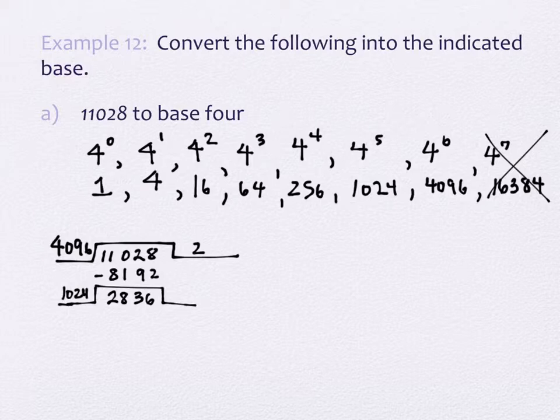So how many times will 1,024 go into 2,836? Twice. And what is 1,024 times 2? 2,048. So when I subtract, what do I get? 788. What will I divide by next?